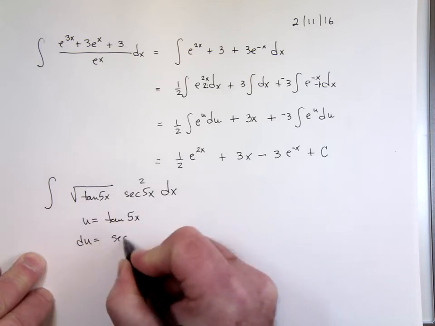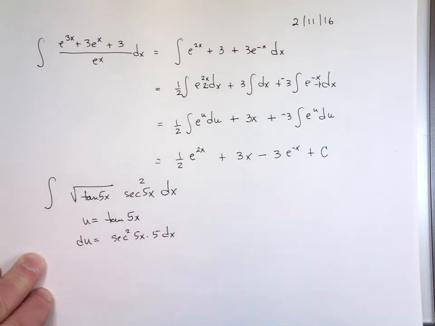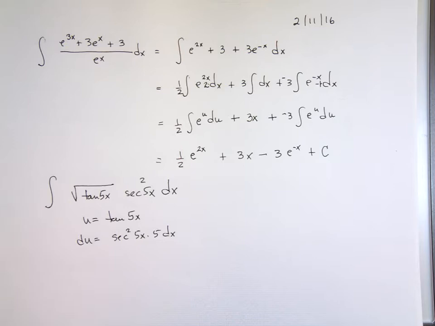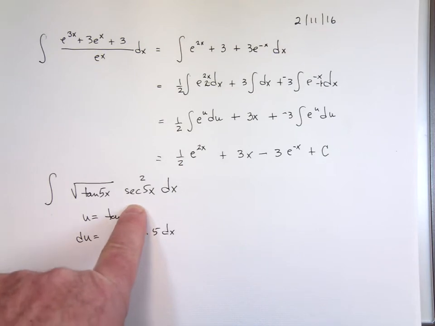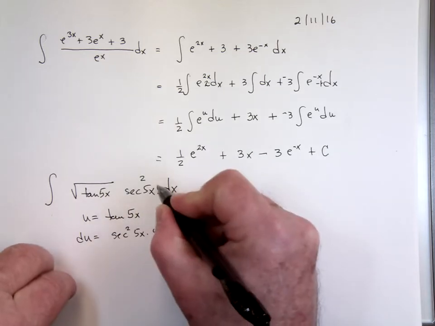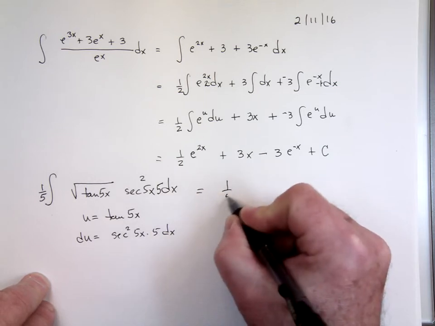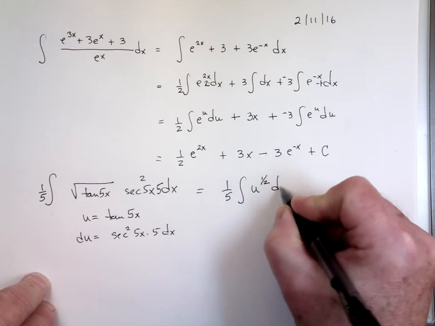du is secant squared 5x times 5 dx. And that's fine. We have a secant squared. If we don't have the secant squared, forget it. We can't do the problem this way. There may be another way of doing it, but it's certainly not obvious. But because we have the secant squared to serve as the du, we have a u to the n form. So, multiply by 5, multiply by 1/5. We have 1/5 the integral of u to the 1/2 du.